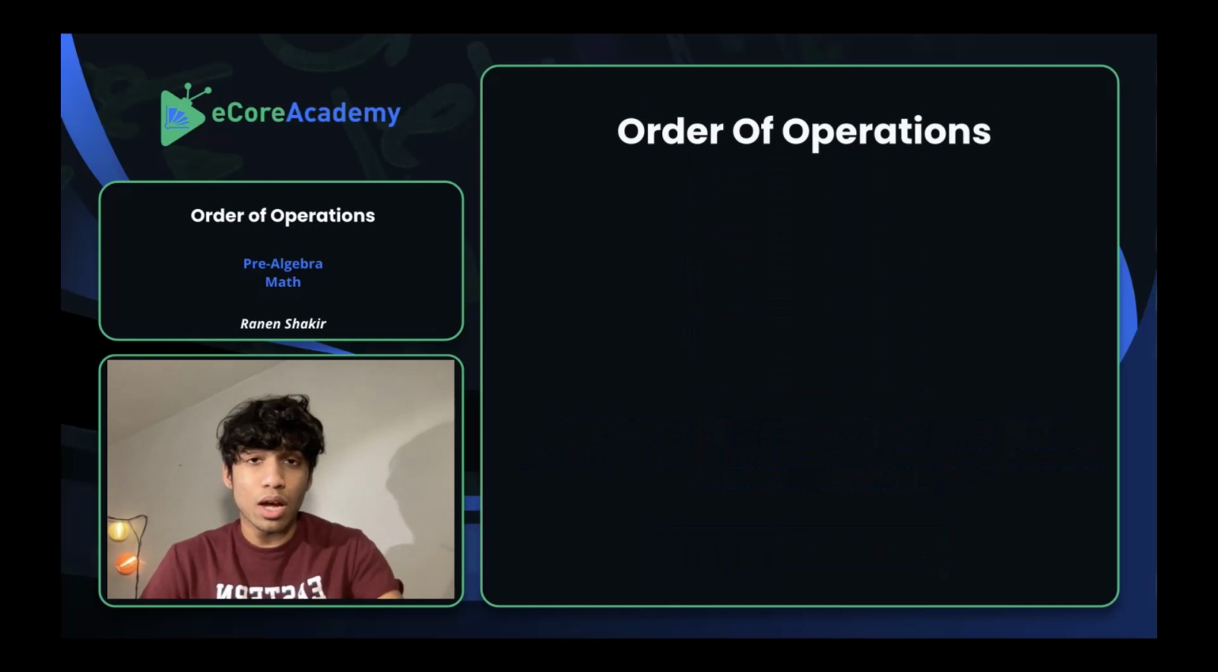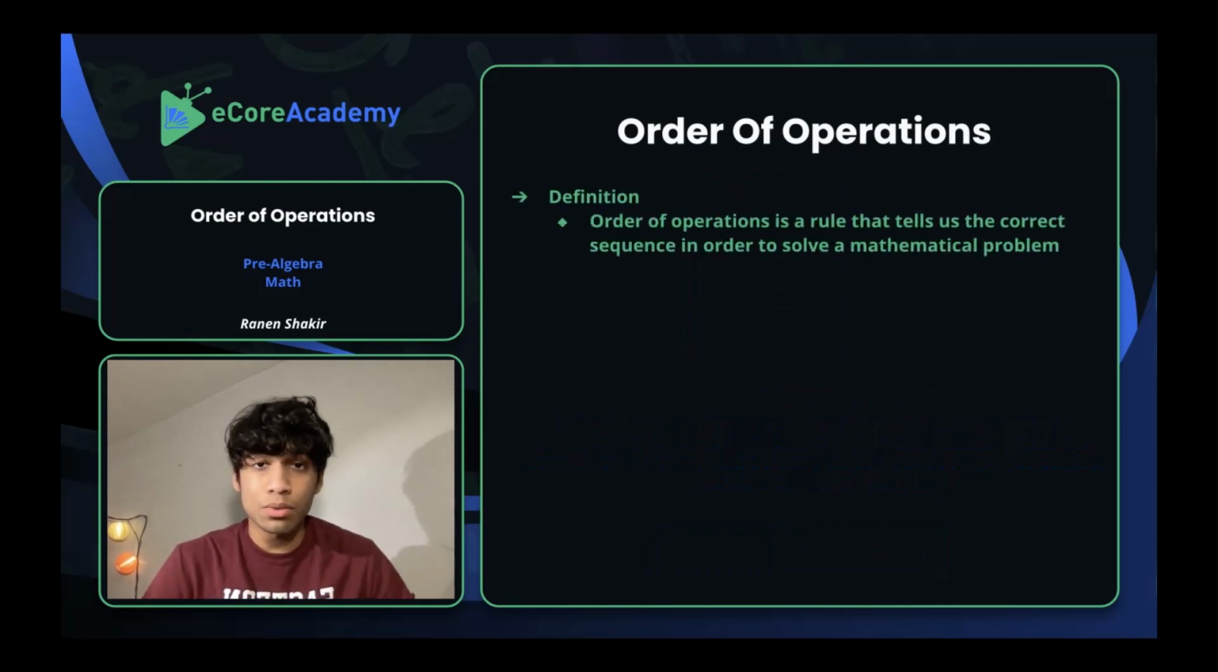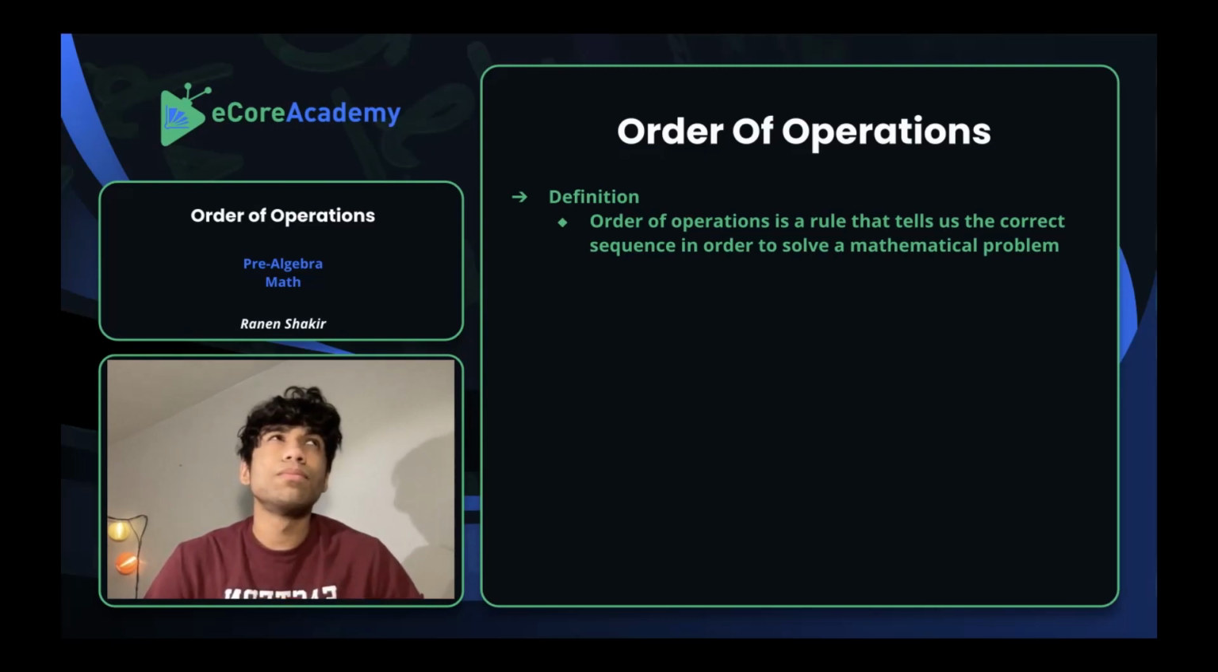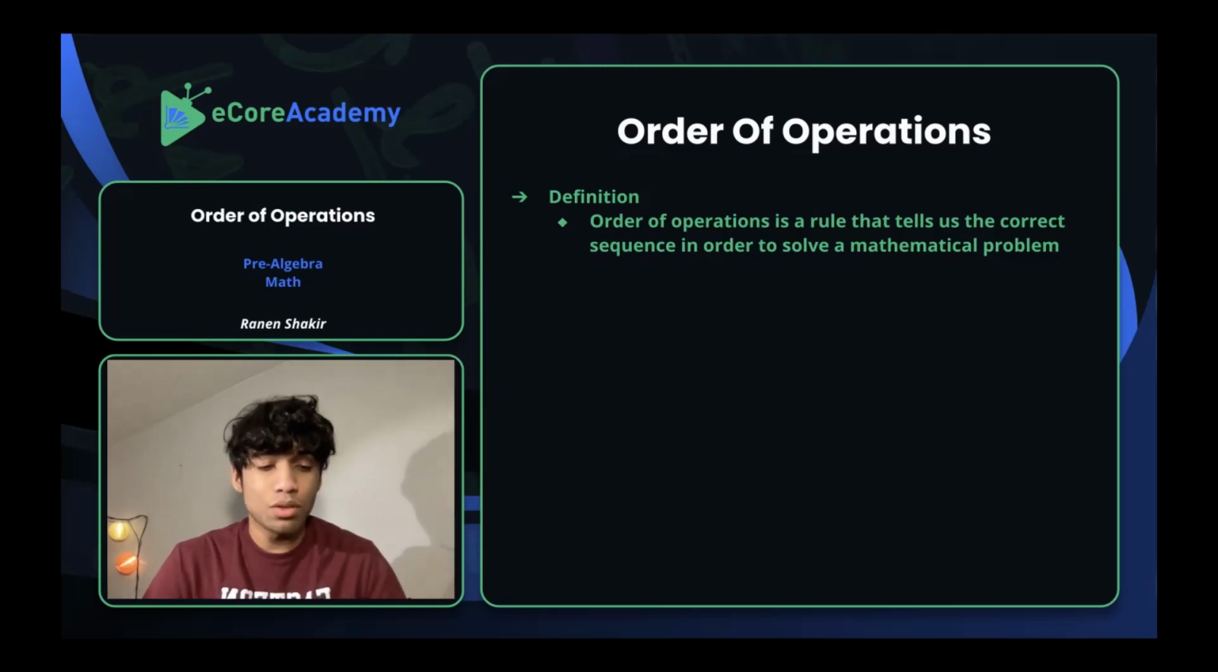So first thing, I want to define what is the order of operations. The definition of an order of operations is a rule that tells us the correct sequence in order to solve a mathematical problem. Now, there are 5 rules that we need to follow in order to correctly solve a problem. So let's go define these right now.